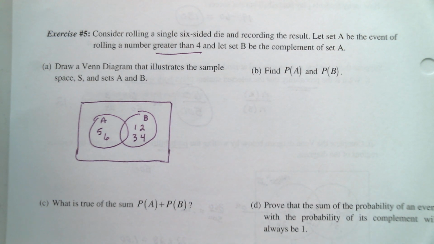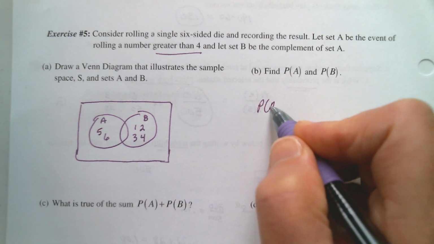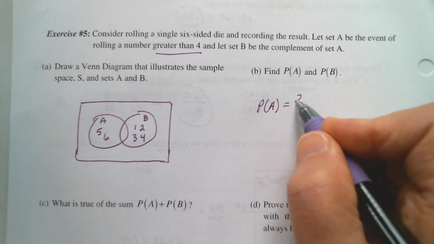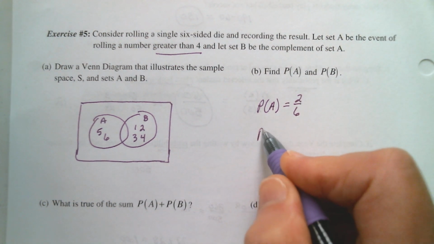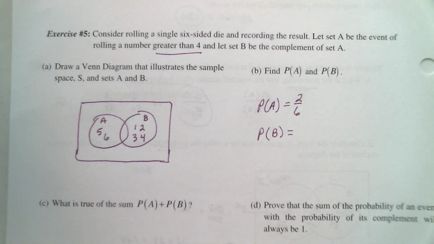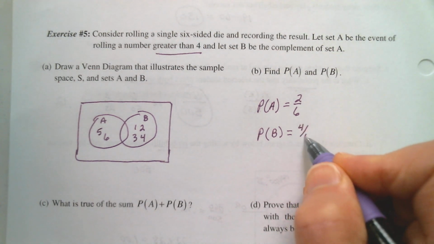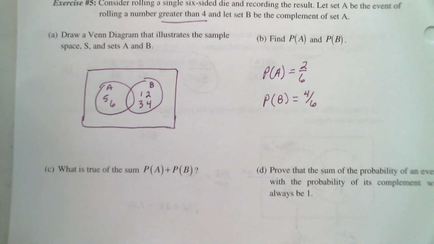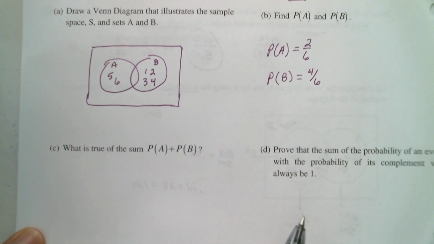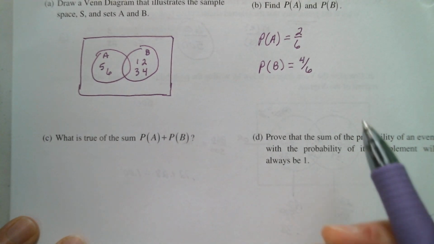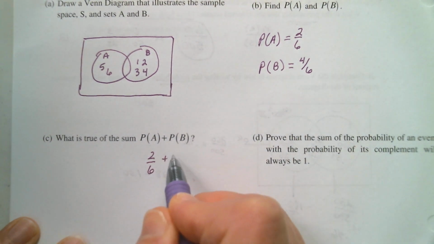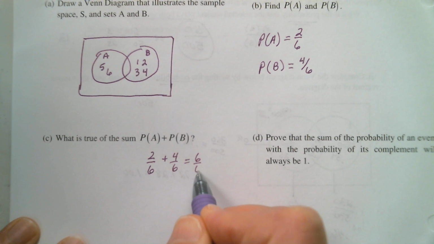Find the probability of A. So the probability of getting a 5 or a 6 is going to be 2 out of 6. The probability of B, getting a 1, 2, 3, or 4, well, it's 4 possibilities, 4 out of 6. What is true of the sum? Well, again, since these are complements, their sum is going to equal 1. 2/6 plus 4/6 equals 6/6, which is 1.